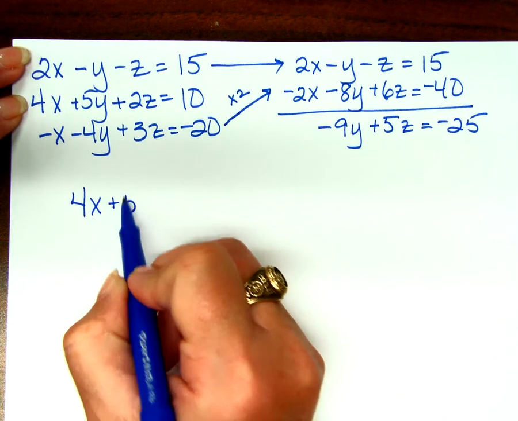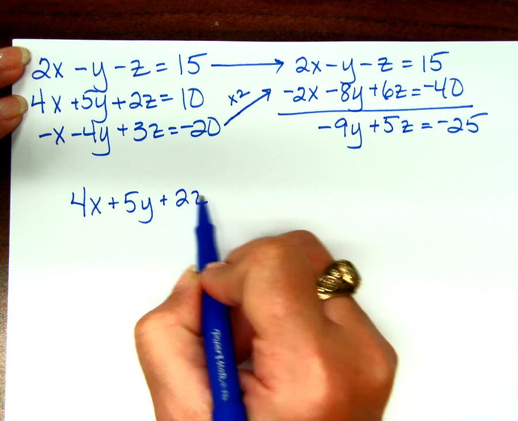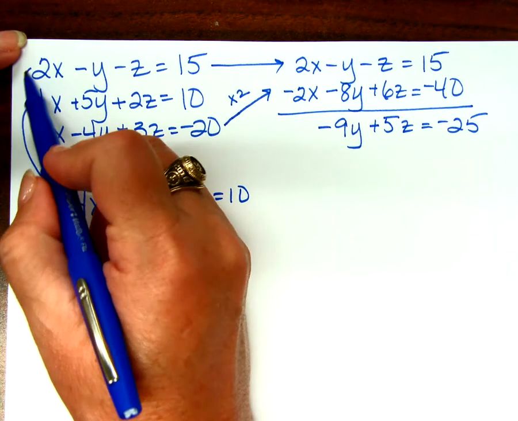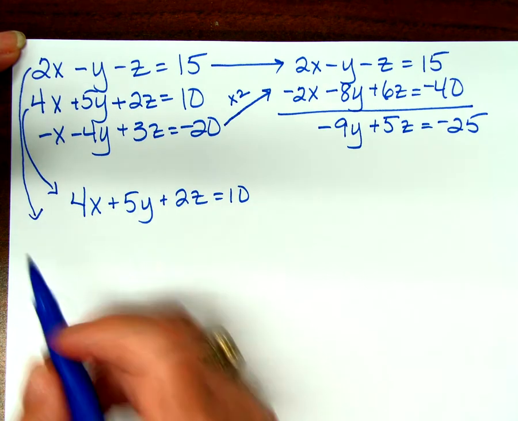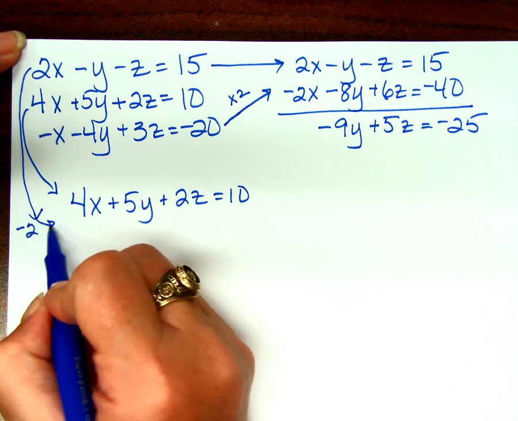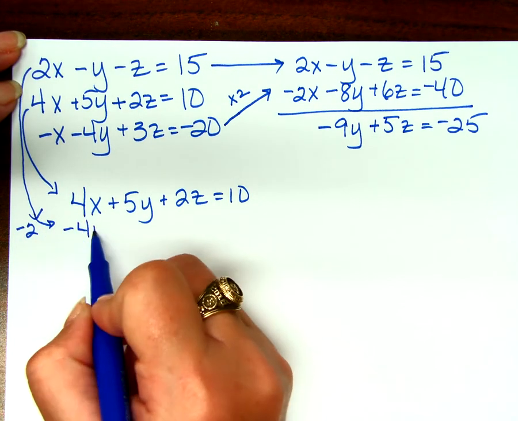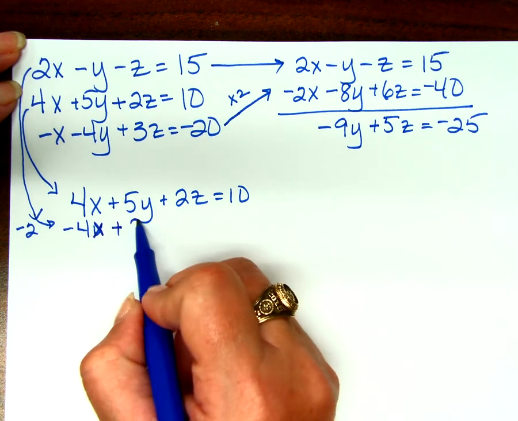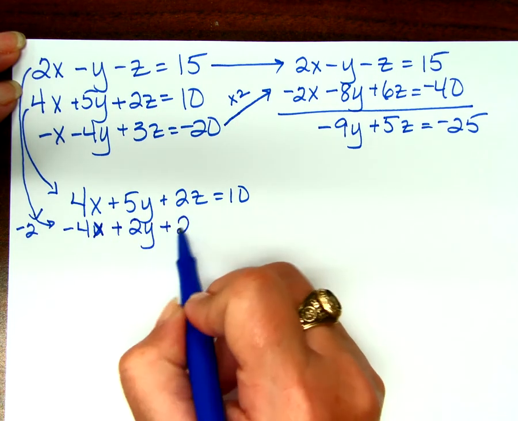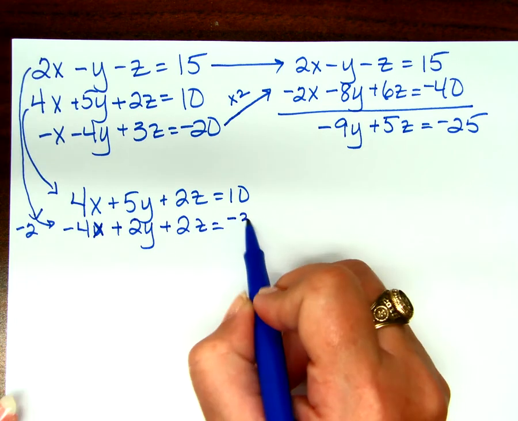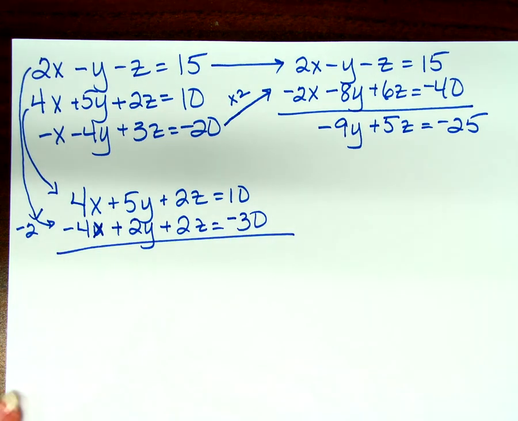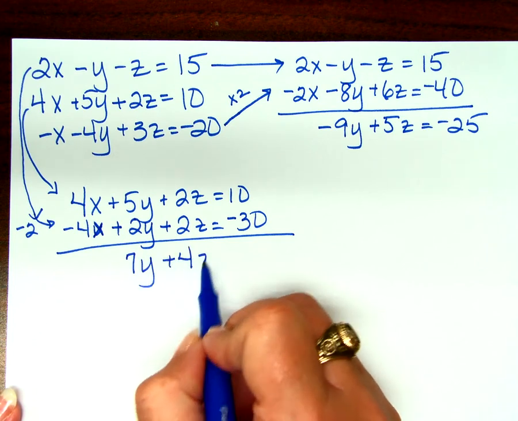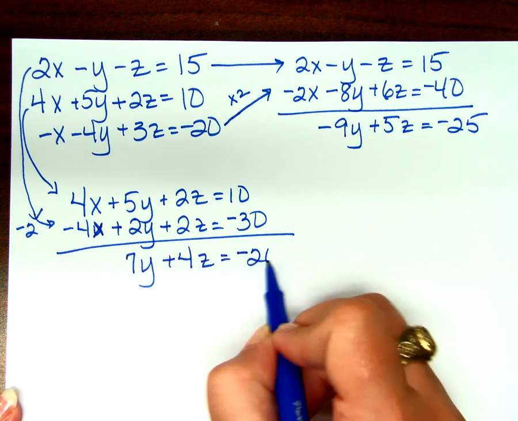4x plus 5y plus 2z equals 10. I just rewrote that right there. Let's multiply the top by negative 2, and then we'll write it right there. So negative 4x plus 2y plus 2z equals negative 30. Yes? What do I get here? 7y, 4z, negative 20. Okay.